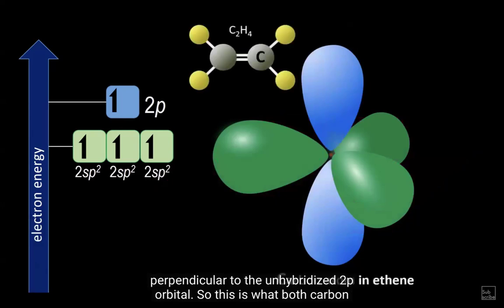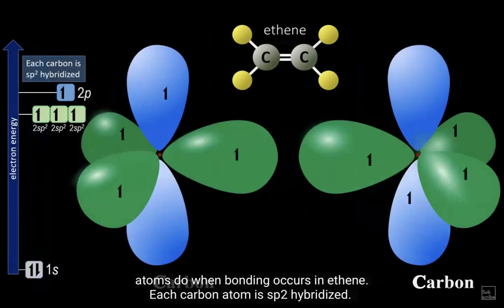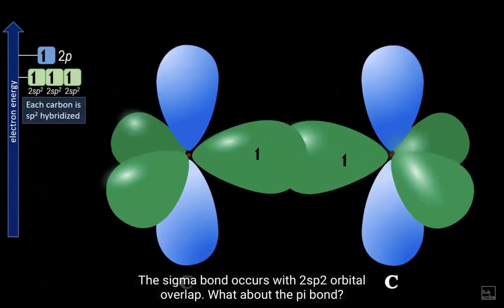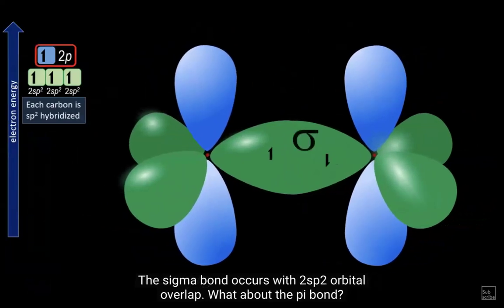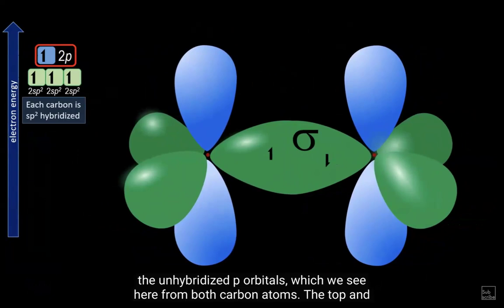So this is what both carbon atoms do when bonding occurs in ethene. Each carbon atom is sp2 hybridized. The sigma bond occurs with 2sp2 orbital overlap. What about the pi bond, the second bond of the double bond? Previously, we said that it comes from the unhybridized p orbitals, which we see here from both carbon atoms.